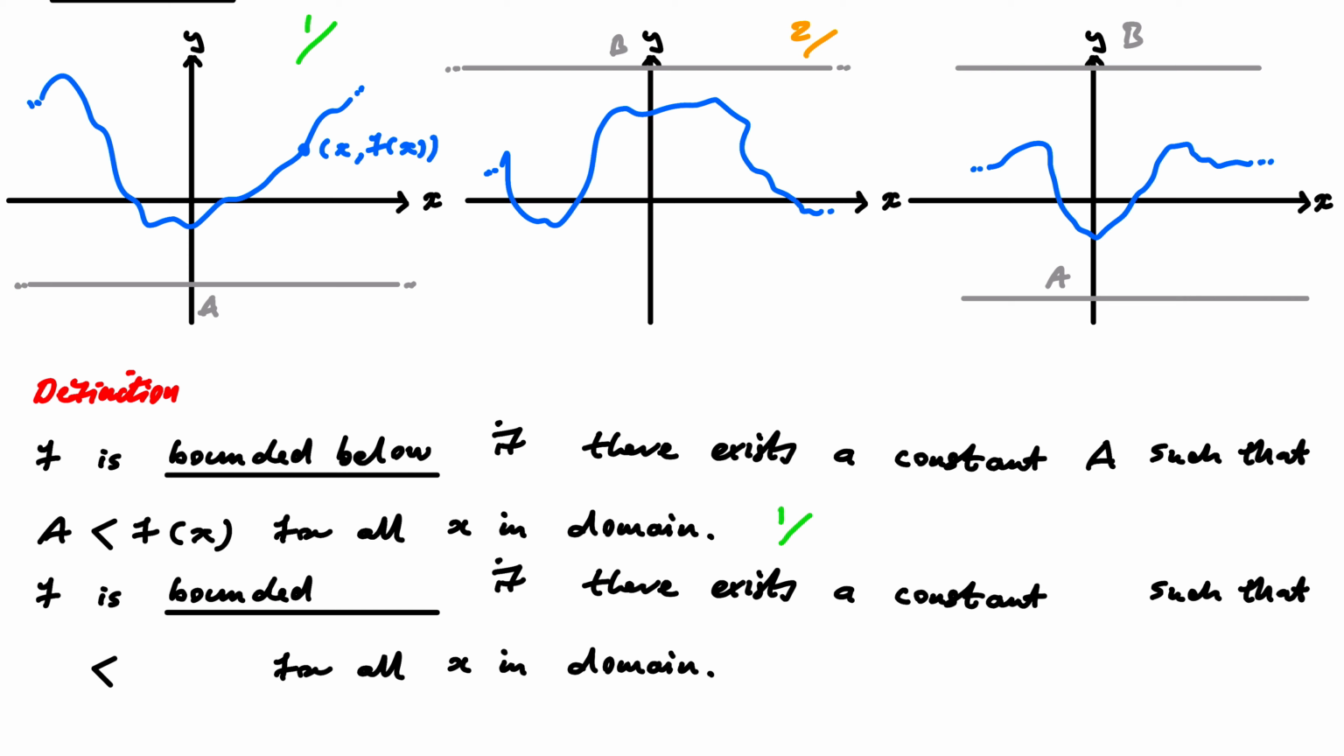So we would say that f is bounded above if there exists a constant, let's use the same notation as in the second picture, b, such that f of x is now strictly less than b. You could have it less than or equal, it wouldn't make much difference. But again, this is for all x in the domain. Very important. Same up here.